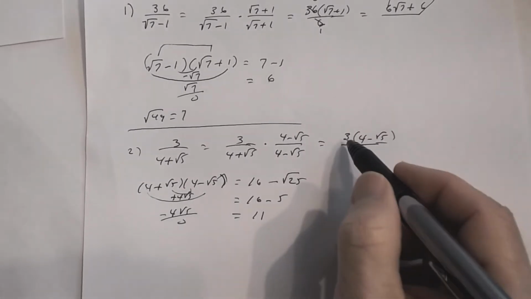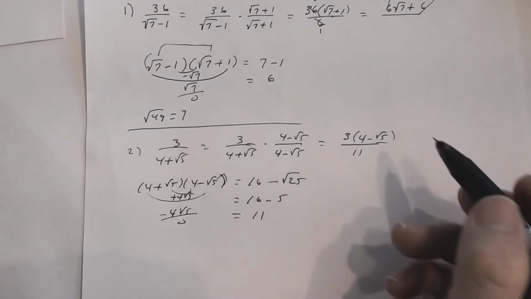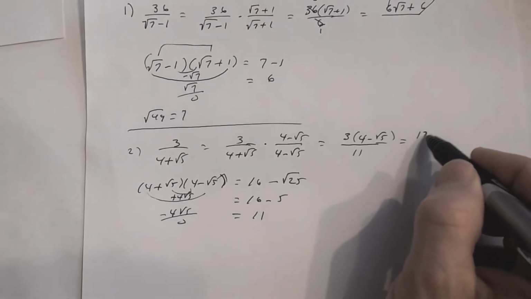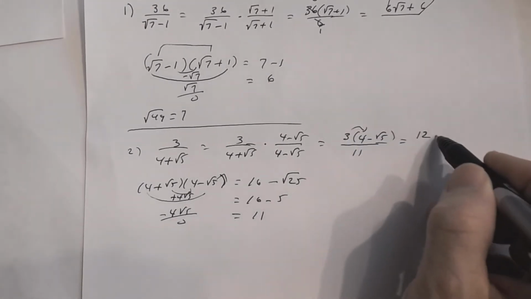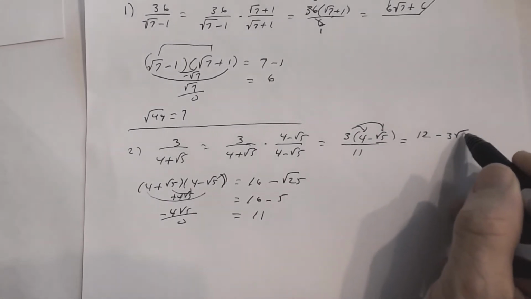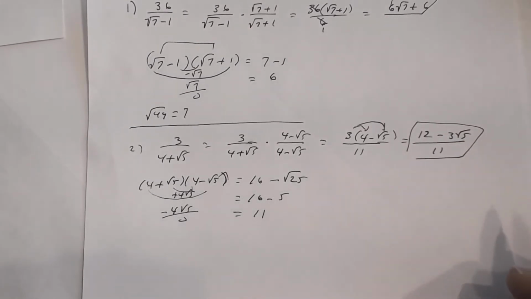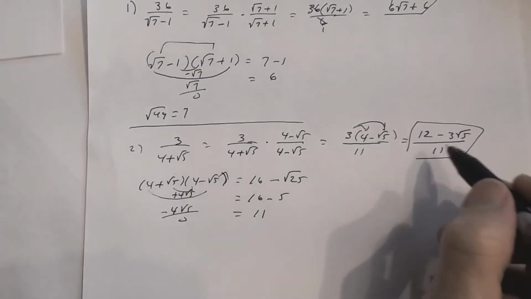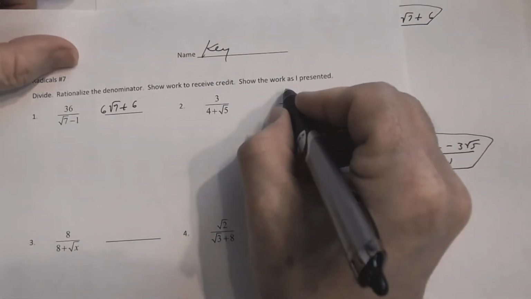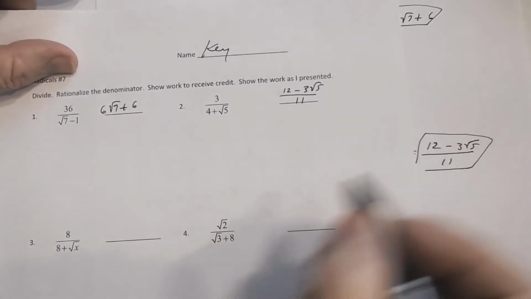Now let's just check and see if you can simplify anything here, reduce anything. And 3 and 11 I cannot reduce, so then I'm just going ahead and distribute. And so I'm going to get 12, 3 times 4 is 12, minus, and then 3 times the square root of 5 is 3 square root of 5, divided by 11. And so there's your answer there. Okay, so number 2, the answer is 12 minus 3 square root of 5 divided by 11.